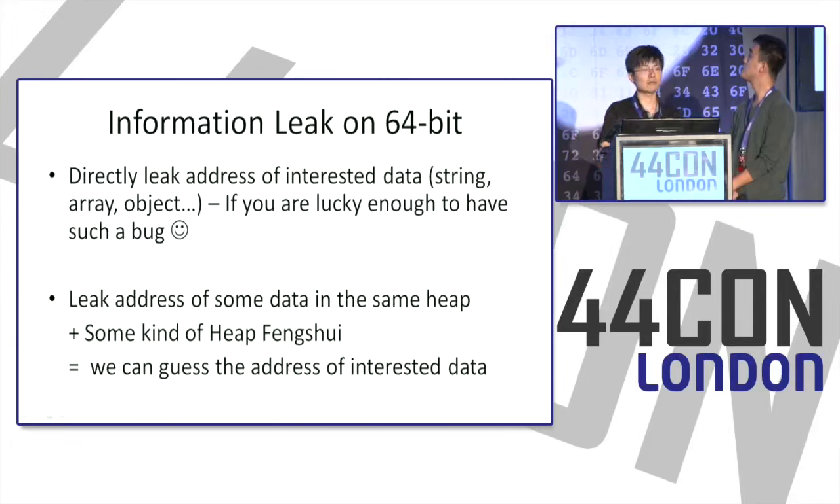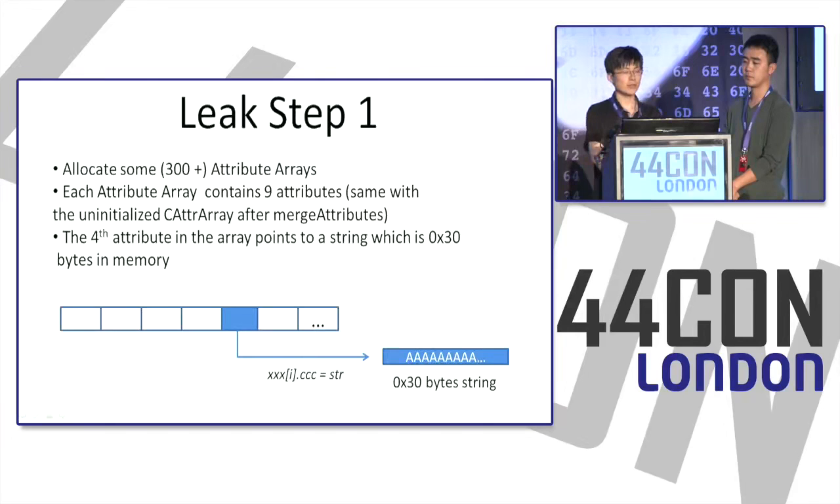But usually, you will not have such a nice bug, and the common process is to first leak some objects within the same heap, and combined with some kind of heap feng shui, you can guess the address of our interesting data. This is how we do the information leak using our bug.